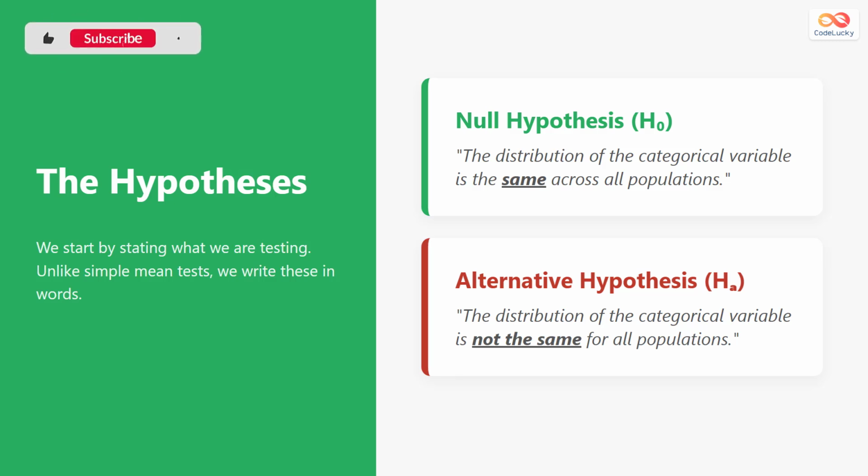We start with our hypotheses. Unlike tests for means where we use symbols like mu, here we write sentences. The null hypothesis states that the distribution of the categorical variable is the same across all populations. The alternative hypothesis states the opposite, that the distribution is not the same for all populations. Note that the alternative doesn't say they are all different from each other, just that at least one differs.